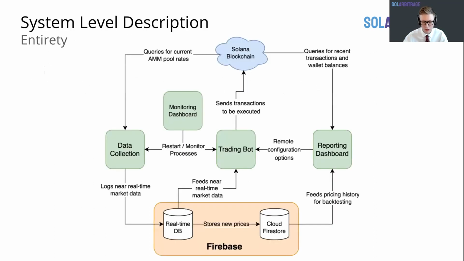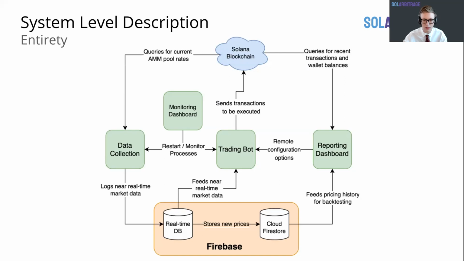So let's look at how Arbitrage is built. The green blocks represent modules of the project that were built by us. The process essentially starts with data collection. We poll the Solana blockchain to get the latest rates for both our Orca and Raydium liquidity pools, and then the rates are stored in our database. The trading bot runs continuously, separate from this, taking in new data from the database as available. If the trading bot deems that a transaction is profitable, it will send it to the blockchain to be executed.